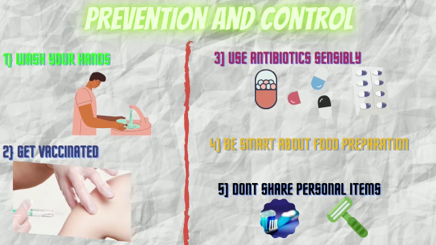Be smart about food preparation. Keep counters and other kitchen surfaces clean when preparing meals. Refrigerate the leftover food. Don't share personal items. Use your own toothbrush, comb, or razor blade. Avoid sharing drinking glasses or dining utensils. Cover your nose and mouth when you sneeze or cough. Avoid contact with sick people or sharing personal items with them.